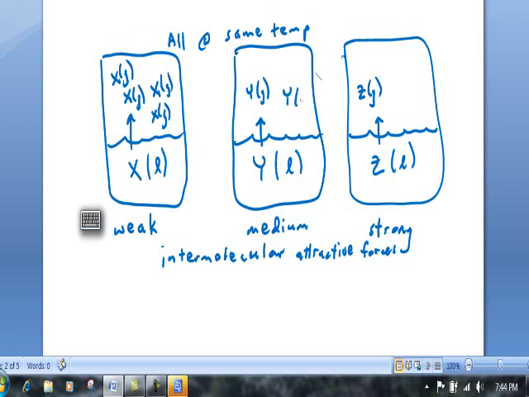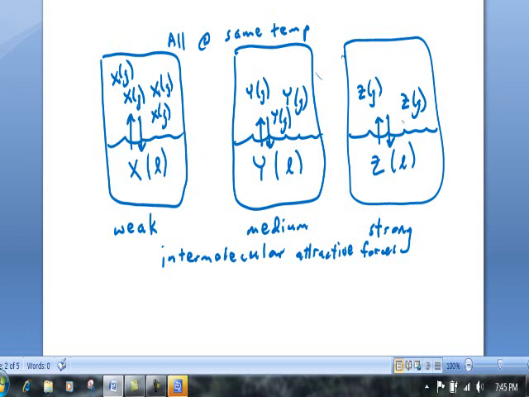Compound Y would have fewer particles that become gaseous at the same temperature, and Z would have even fewer particles. The reason is that weak intermolecular attractive forces require less energy for the particles to separate and turn from liquid to gas. Medium intermolecular attractive forces require more energy for the particles to be separated from the liquid and turn to gas. And strong intermolecular attractive forces require even more energy to break those attractive forces and separate the particles so that they behave as a gas.